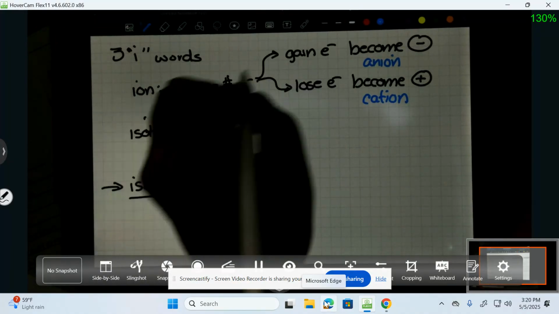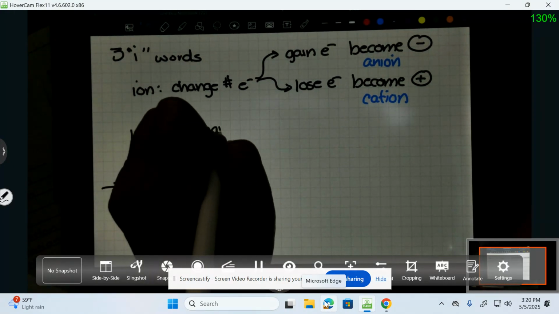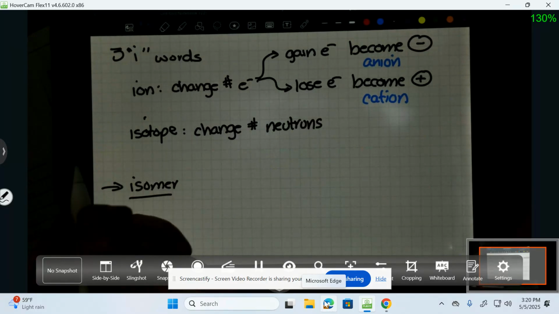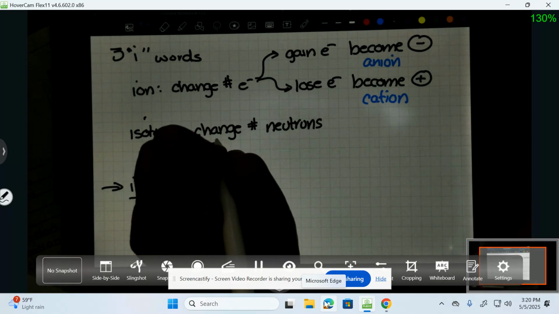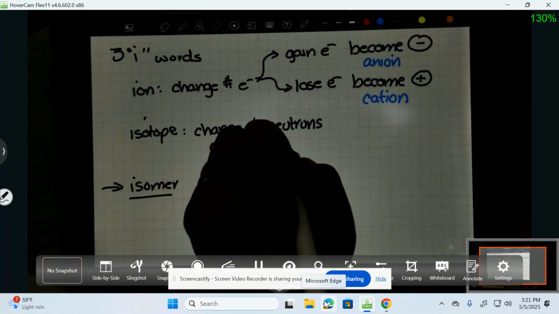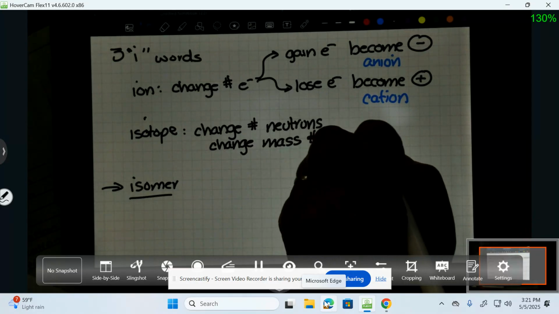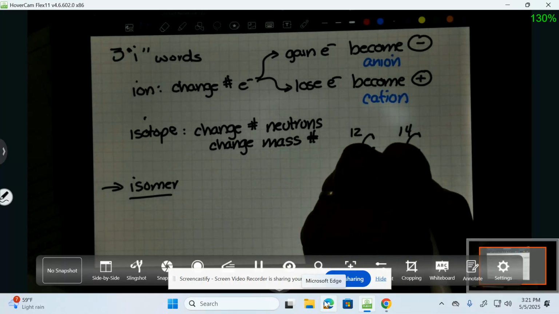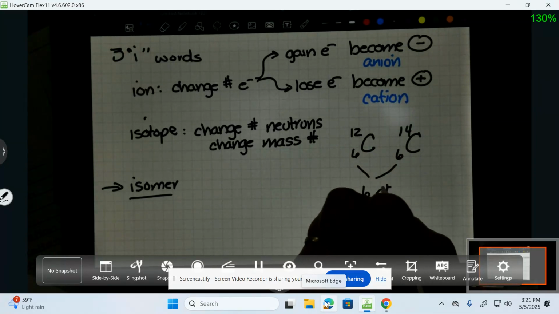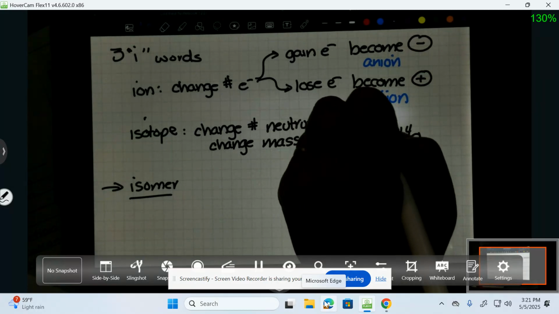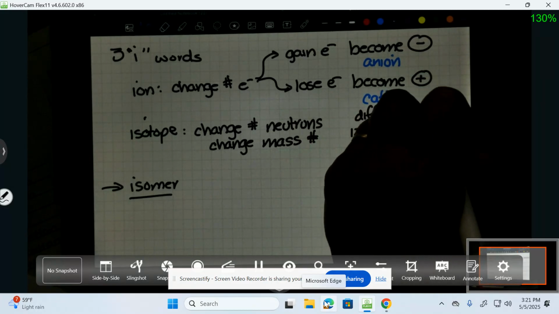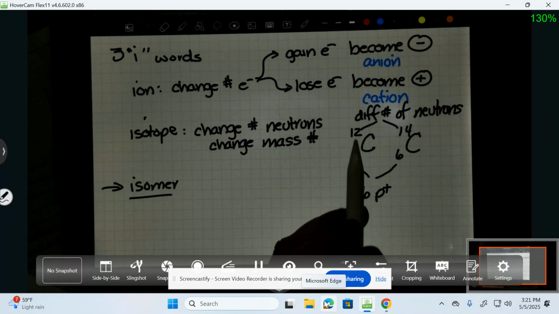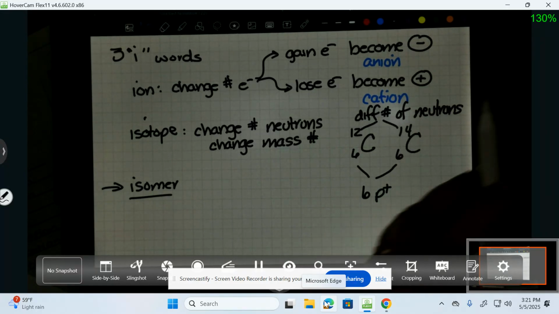Isotopes, you change the number of neutrons. So when you change the number of neutrons, you're changing the mass. Carbon-12 and carbon-14 are examples of isotopes. They both have 6 protons, but they have different numbers of neutrons. This guy is going to have 6 neutrons. This guy is going to have 8 neutrons.